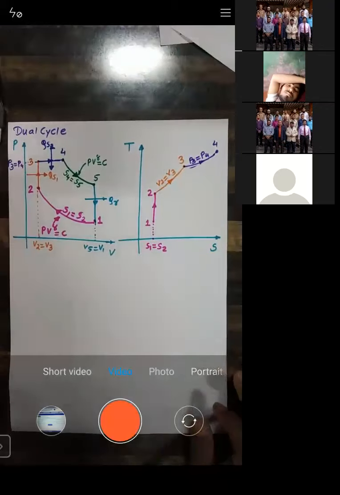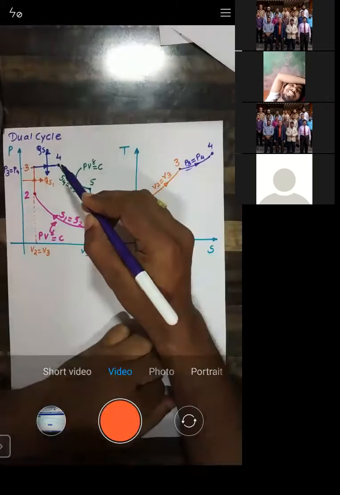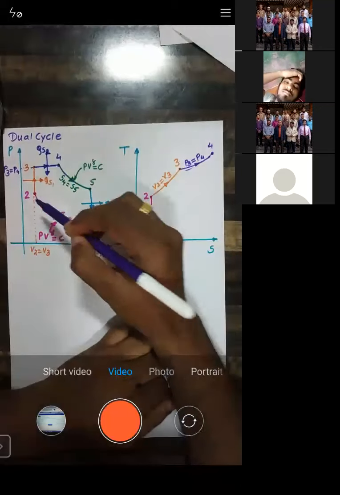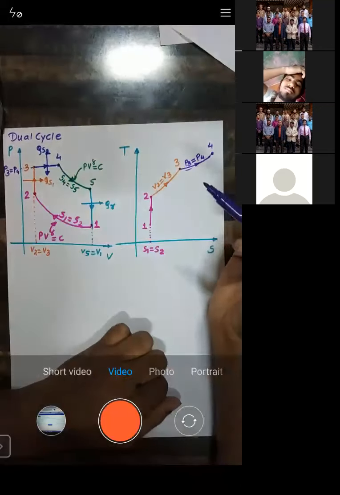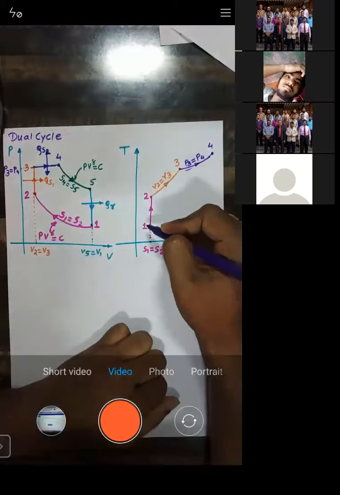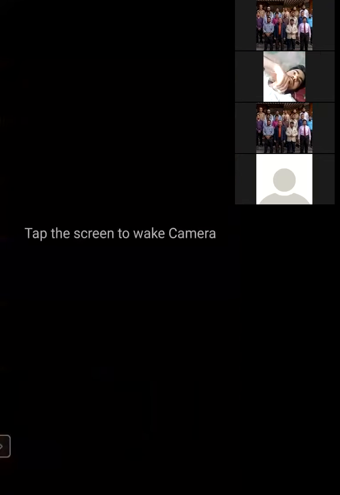Now let us move to point number 4 to 5. Process 4 to 5 is exactly the reverse of 1 to 2. 1 to 2 is a compression, 4 to 5 is an expansion. So we'll be plotting the process exactly the reverse of process 1 to 2. We will move from point number 4 and reach point number 5. Is that okay?